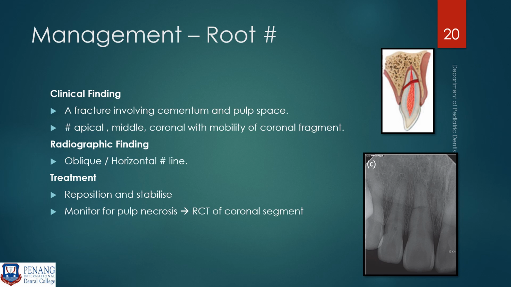But if you have an oblique fracture or a horizontal fracture, you may want to reposition the tooth and stabilize using a flexible splint. The duration of the splinting we'll see later in the presentation, but you have to go for repositioning of the tooth and stabilizing using a flexible splint, and then you monitor for pulpal necrosis. And if it occurs, you have to perform root canal treatment of the coronal segment, because of course the apical you may not be able to negotiate, but you can do the root canal of the coronal segment to save the tooth. So very important to identify the level of the root fracture.